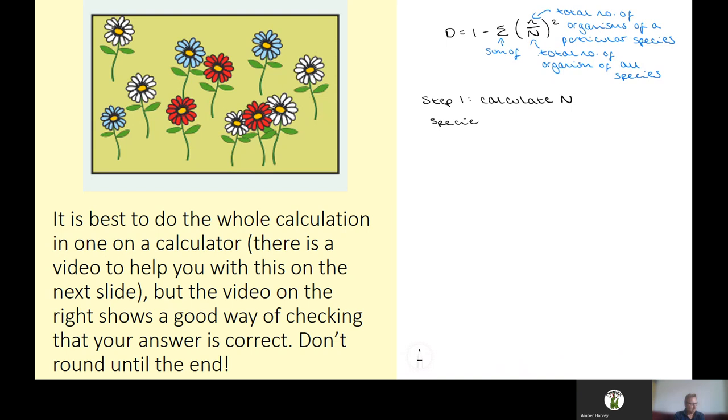Species A, which is the white flowers, we have 5. Species B, which I think was the red ones, we have 3. And species C, the blue ones, we also have 3. So therefore our N equals 11.